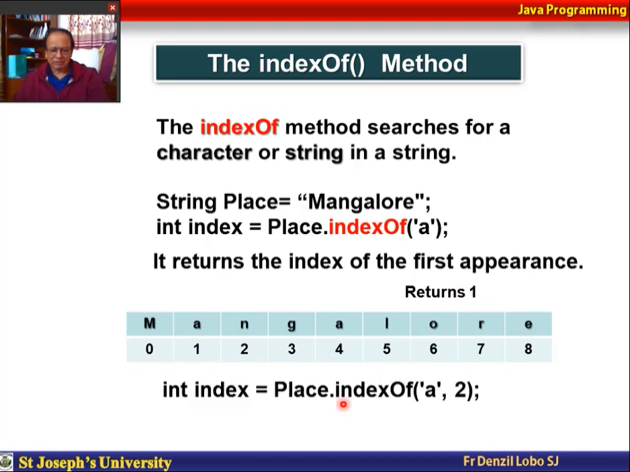Suppose the index of A after 2, so it is naturally 4 here. Therefore, it is going to return 4. That is the next index of A. So this is also a very important method which we shall use immediately in one small program.